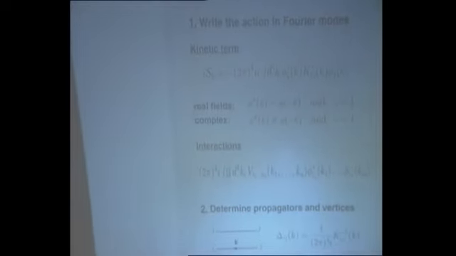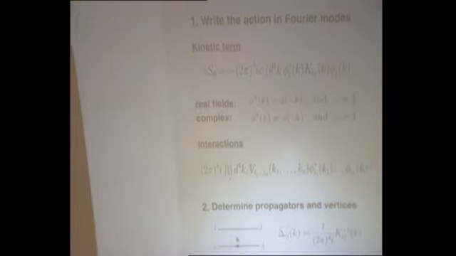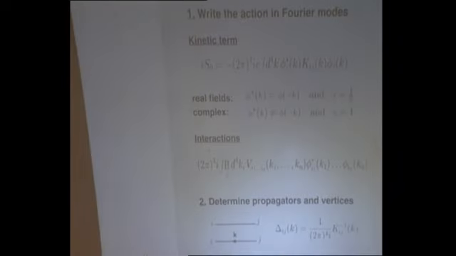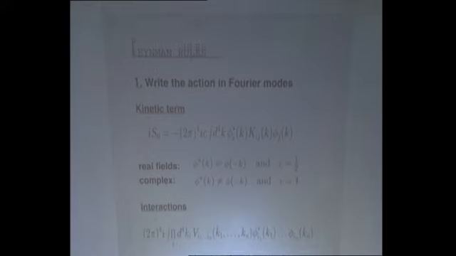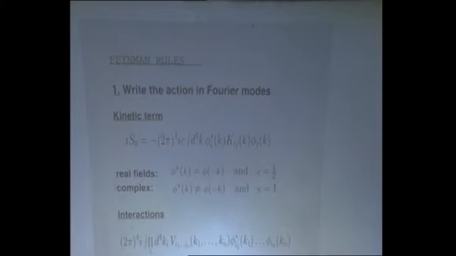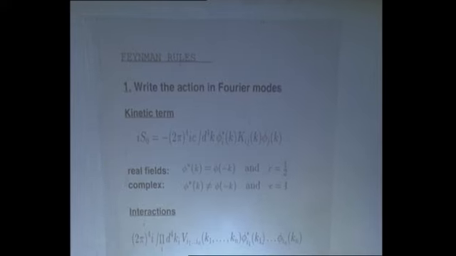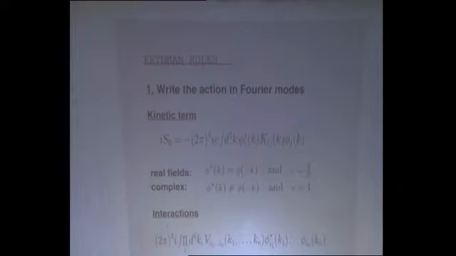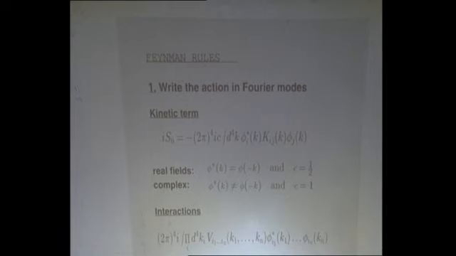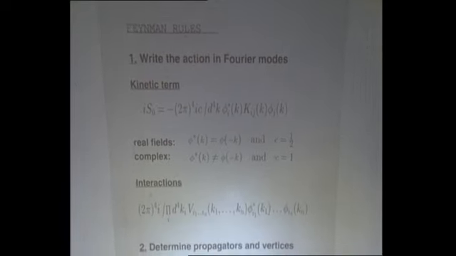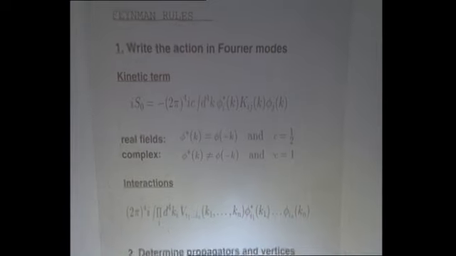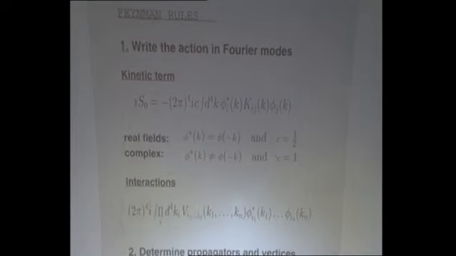So we have the Feynman rules, and the way to derive, first of all, the propagator is to write down the action in Fourier modes. So instead of going to coordinate space, we take our Lagrangian and transform it into momentum space. And then you can read off from the quadratic expression, which is then written in momentum space, the form of the propagator.